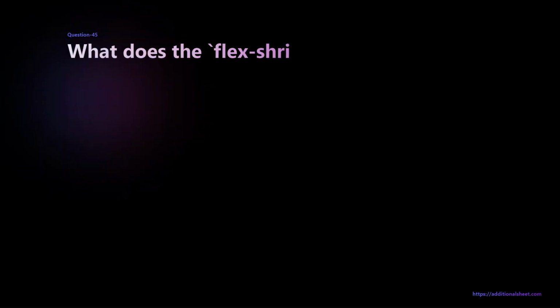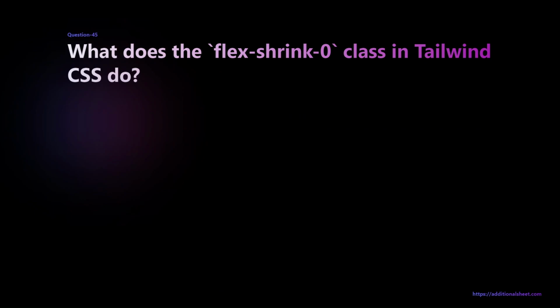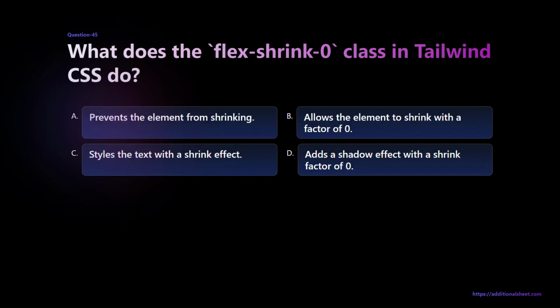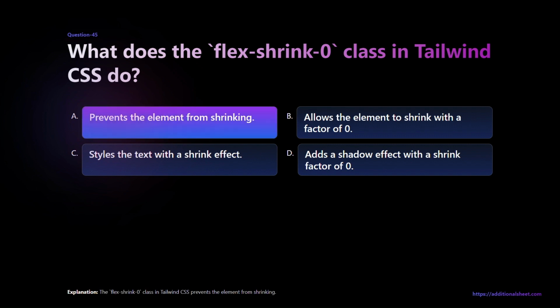What does the flex-shrink-0 class in Tailwind CSS do? Option A, prevents the element from shrinking. Option B, allows the element to shrink with a factor of 0. Option C, styles the text with a shrink effect. Option D, adds a shadow effect with a shrink factor of 0. The correct answer is option A, prevents the element from shrinking.